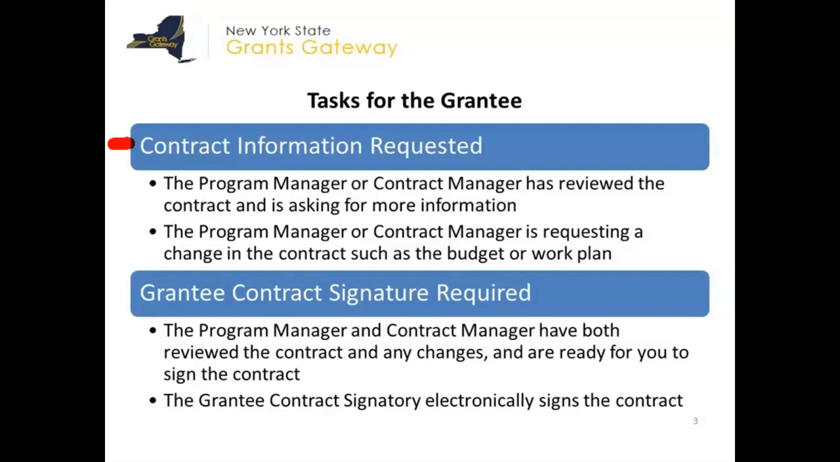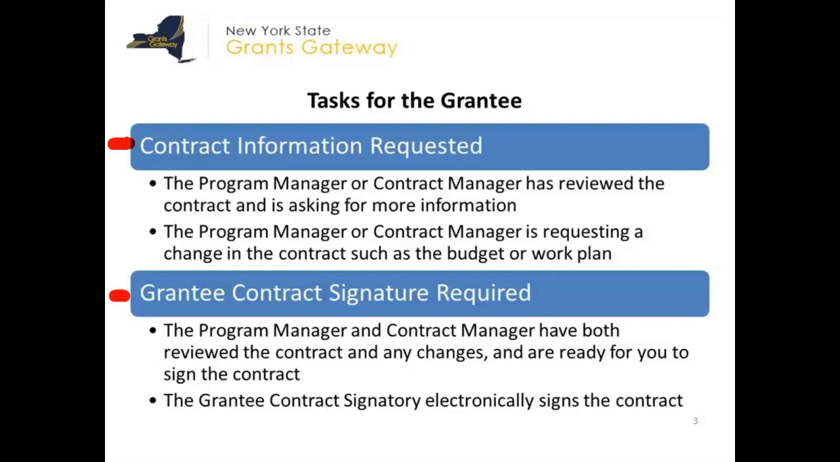So that could be a back and forth. Your program manager sends it to you, you fill it out, you send it back to them through the gateway, and they say, no, you missed this, or you need to update this, and they can send it back to you, and you can send it back to them. But eventually, that's done, and everybody's happy with how it works, and then we go on to the signature process.